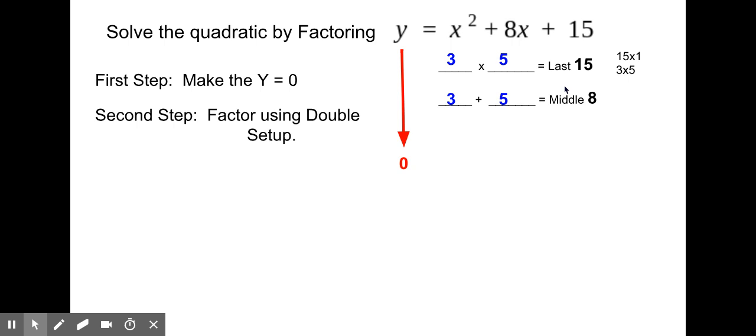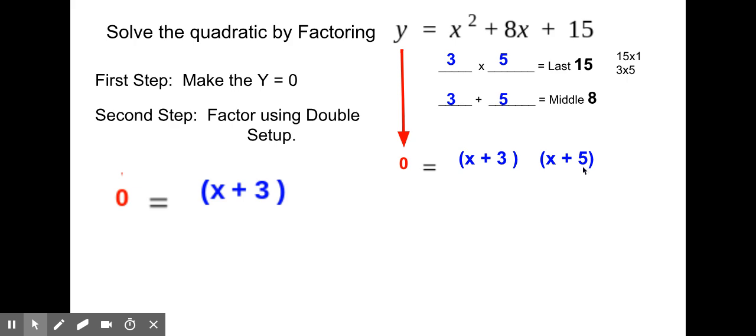The next step is to write this in parenthesis format. The problem has an x in it, so your answer has to have an x in it. So what you do next is you put your answers in parentheses. Because a positive 3 worked, you're going to go x plus 3. And because this 5 is positive, you're going to put x plus 5.